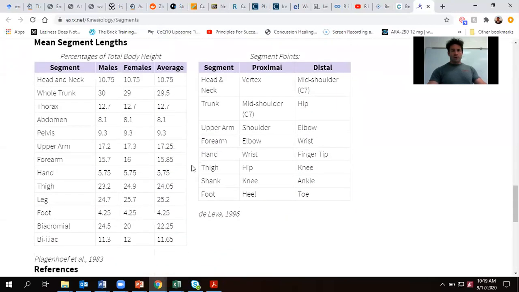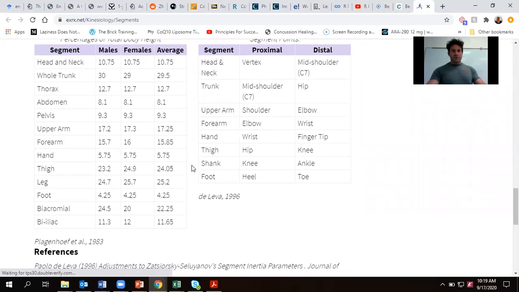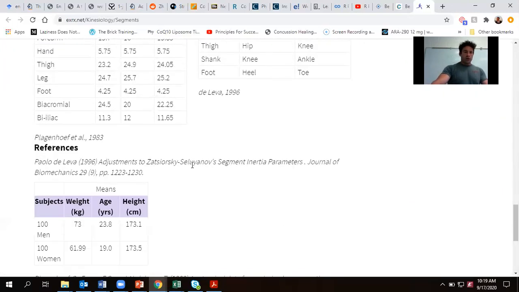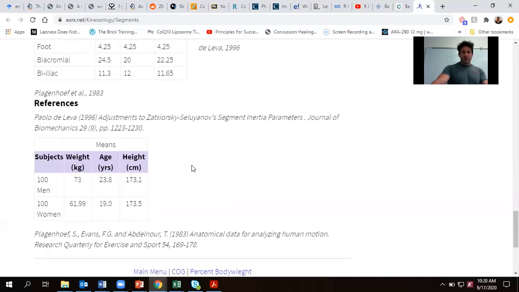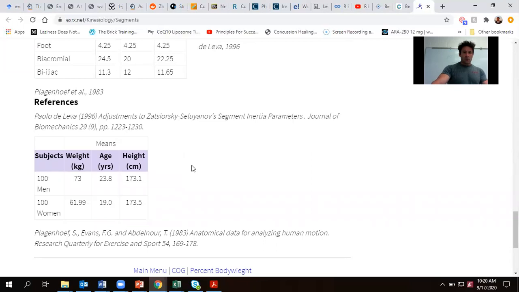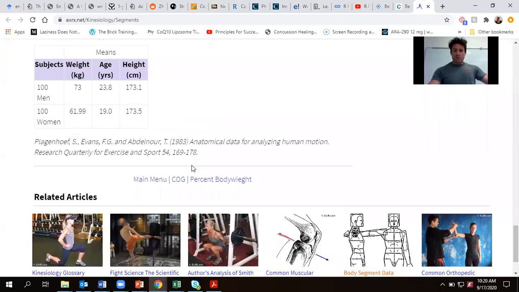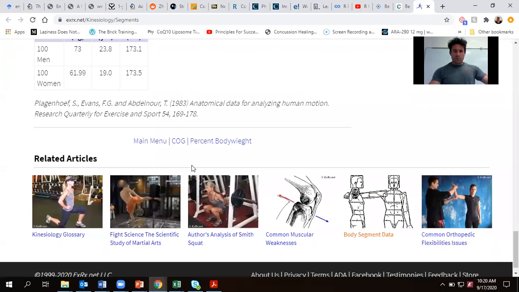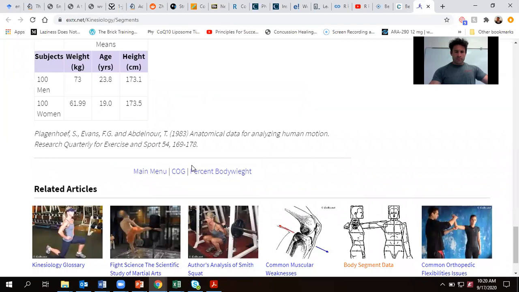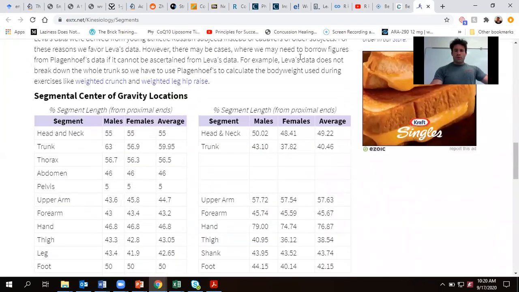But the goal is that you're going to go through, you can use this reference, and I noticed they're alluding to Plagenhoef 83, de Leva 96, Zatsiorsky's adjustments to their initial work, which I think Zatsiorsky's is a good one if you're looking for examples. So, any questions? You can look at how you can break that down, and it gives you an idea when you're going through and doing the rotational work.